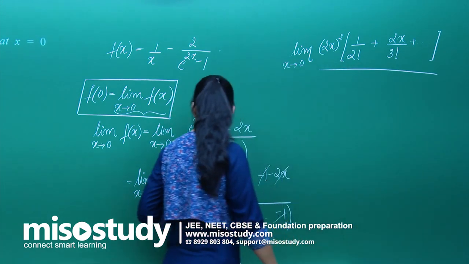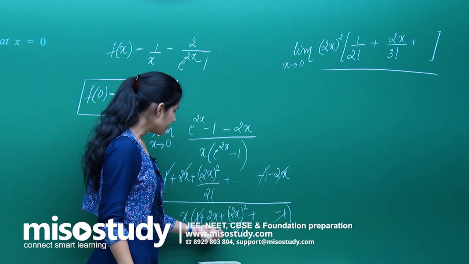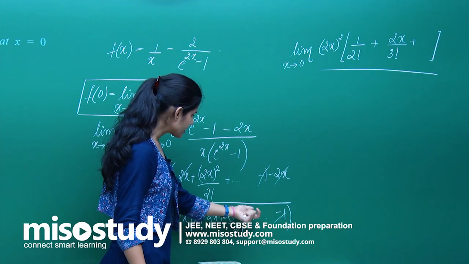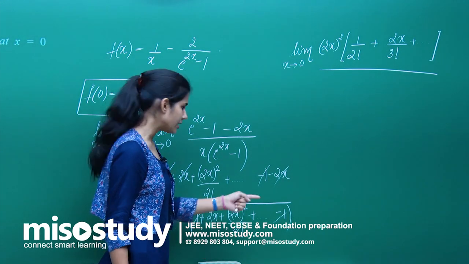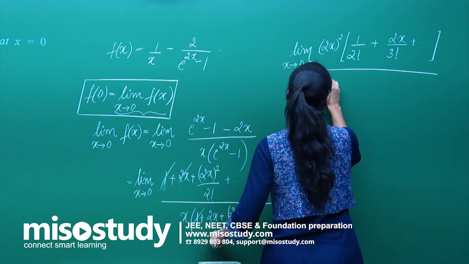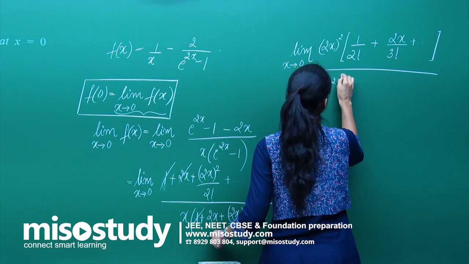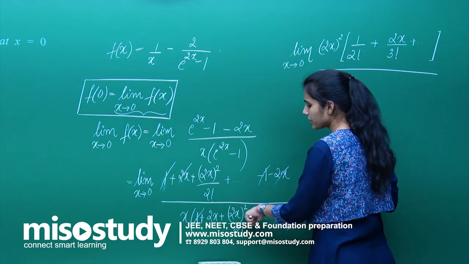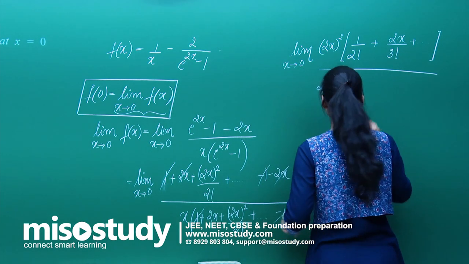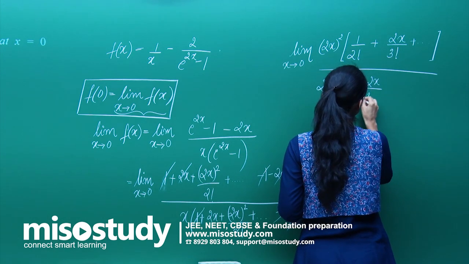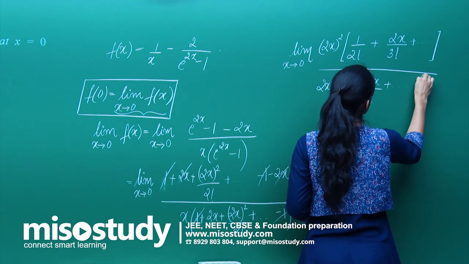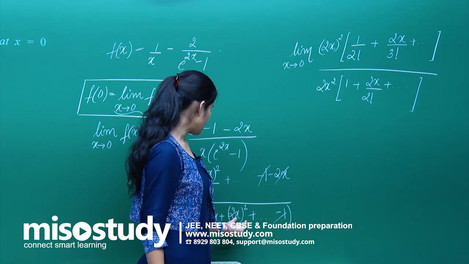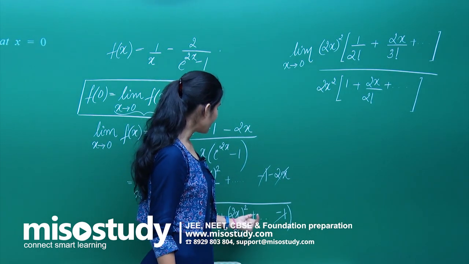Whole upon, if you see carefully, this is 2x square. This is 2x into x, 2x square plus 2x whole square into x by 2 factorial and so on. So what I do in the denominator is I take out 2x square common. I'm left with 1 plus 2x by 2 factorial and so on. Clear?